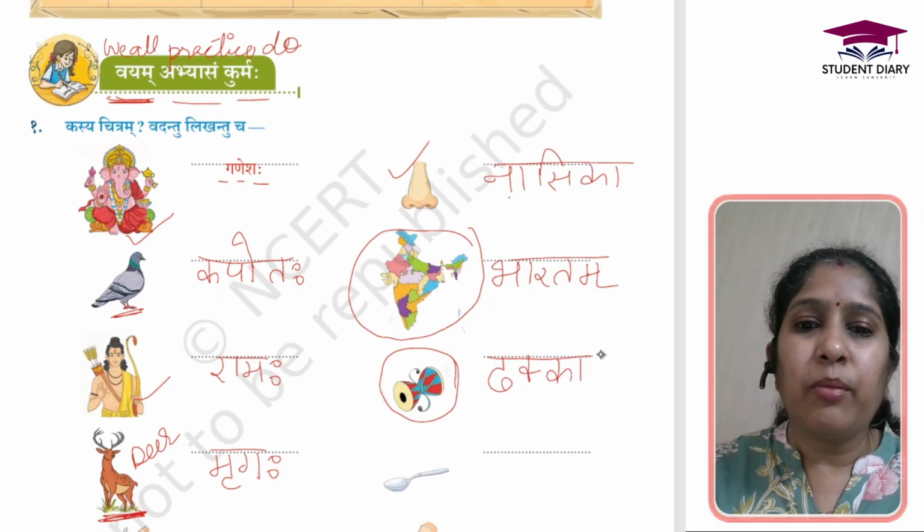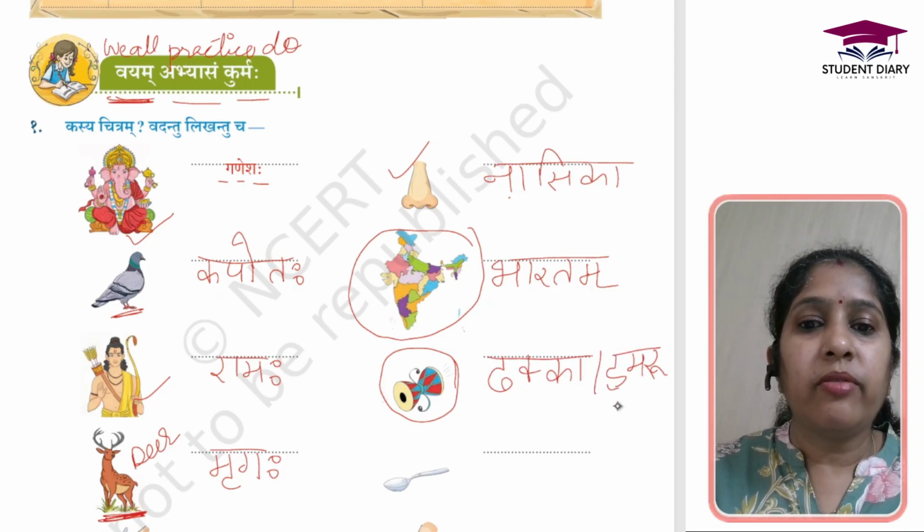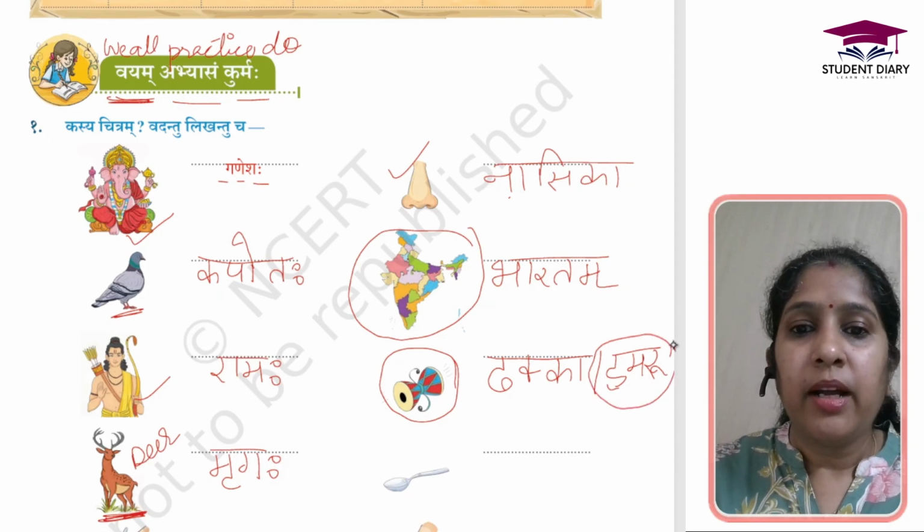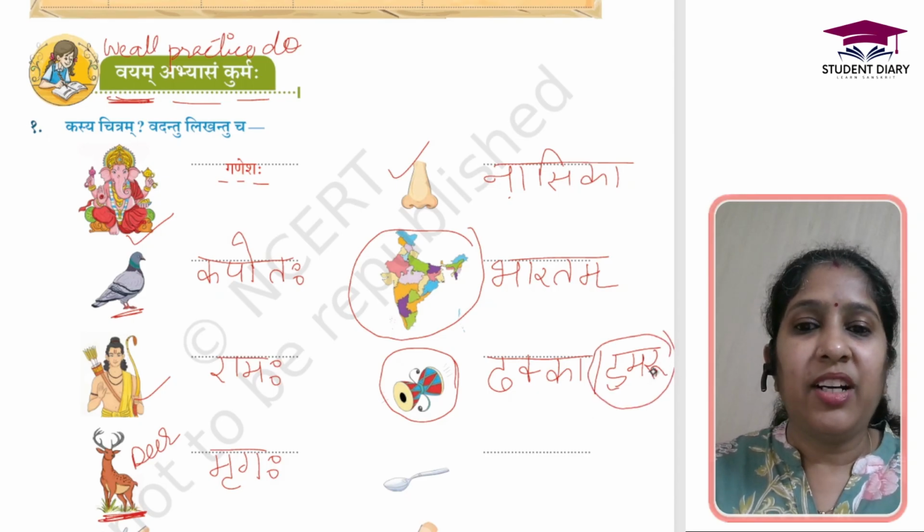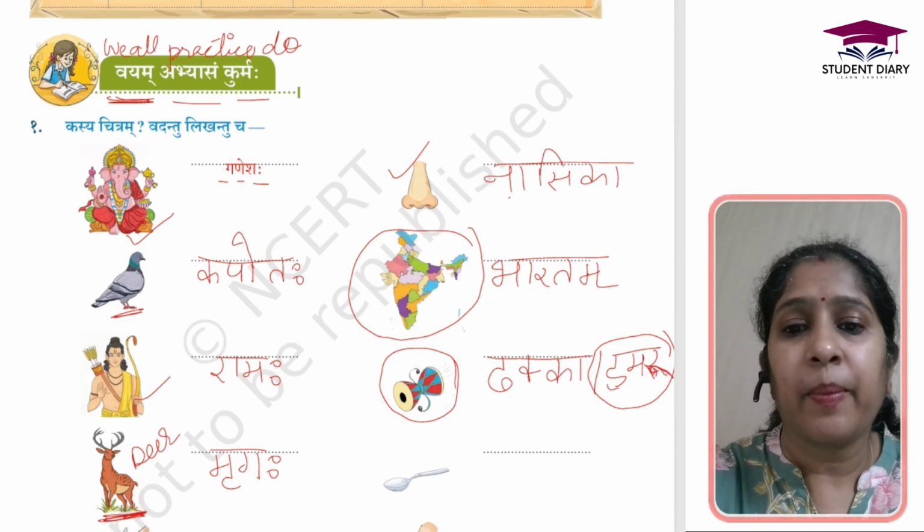Okay. Dhaka or damru also is fine. You can write damru also. So I was telling you the word with bade ki matra. So we got the word, right? Damru. Right? Good. We got the word.